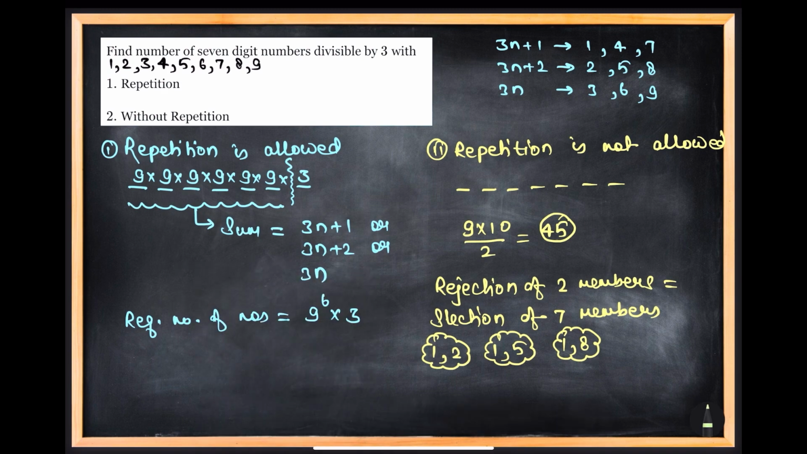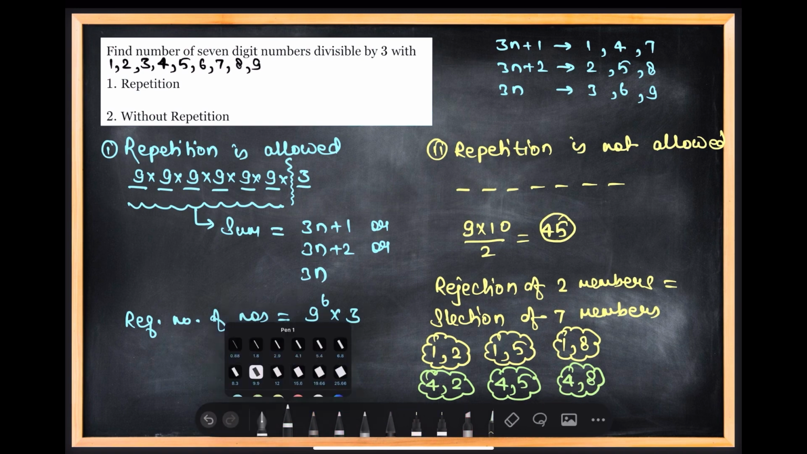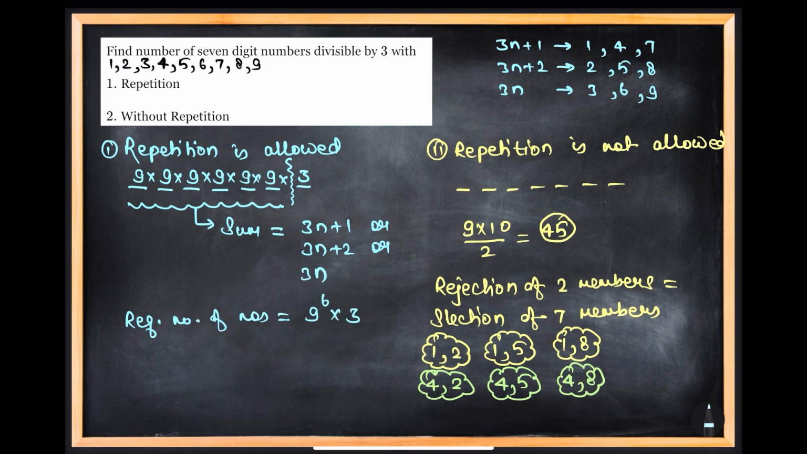If you think about 4, you can remove 4 with 2, 4 with 5, 4 with 8. Now think about 7. If you wish to remove 7, 7 with 2, 7 with 5, 7 with 8. Okay, so that is the cases of removing one number from each side.